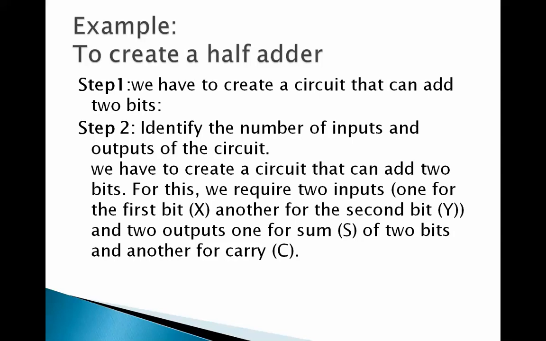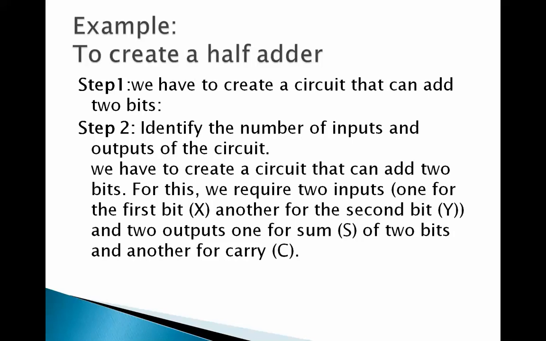So in the output there will be 2 bits required, one for the sum and another for the carry. That's why we are saying that we have to create a circuit that can add 2 bits. For this we require 2 inputs, one for the first bit x and another for the second bit y, and 2 outputs, one for the sum s of the 2 bits and another for carry. So that means 2 input variables and 2 output variables. In the second step, we have decided upon the number of input and output variables involved.